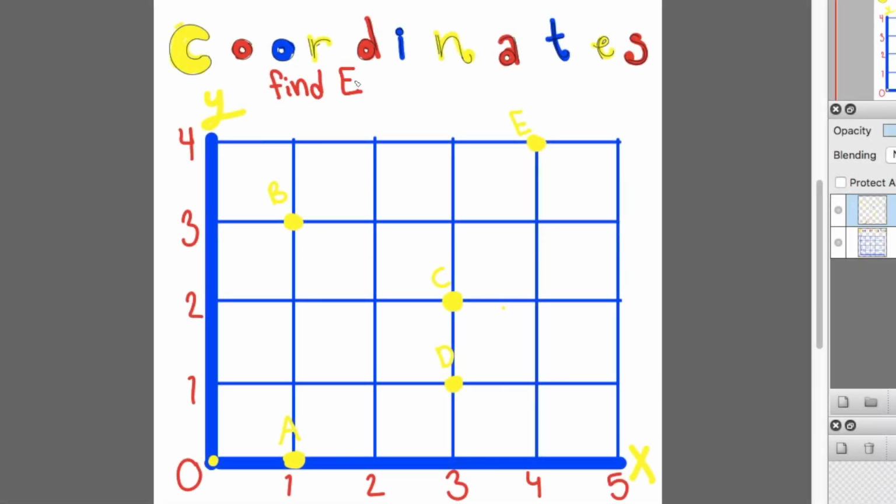Now we are going to find coordinate E. The easiest way to solve these kinds of problems is to draw lines connecting the point to either of the axes. In this case, our point is E. So you would draw lines connecting it to the y-axis and the x-axis, and you can see the values, which are the coordinates.